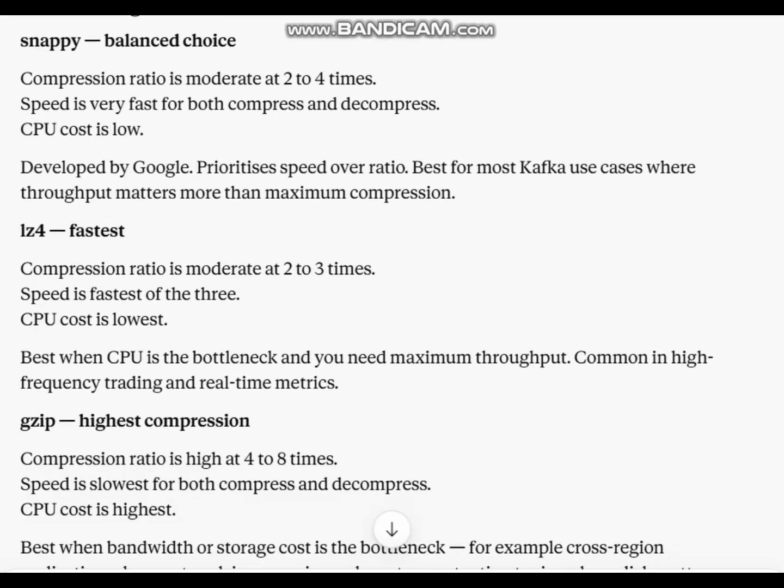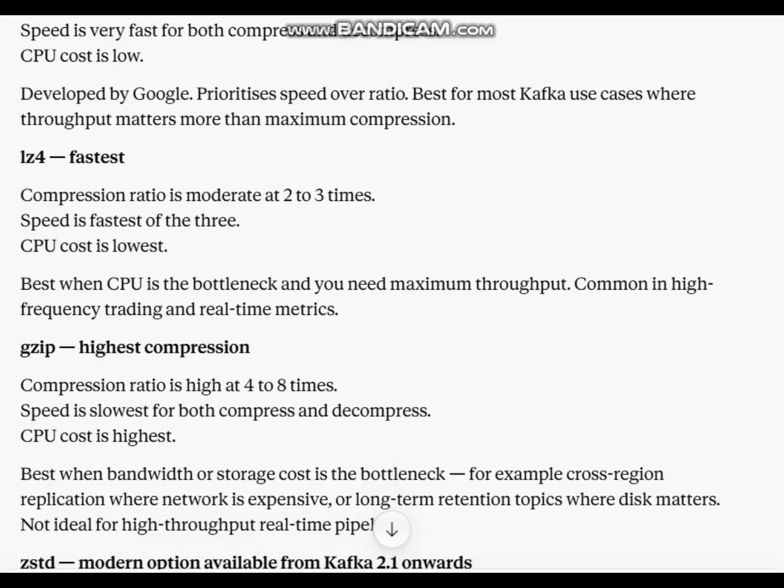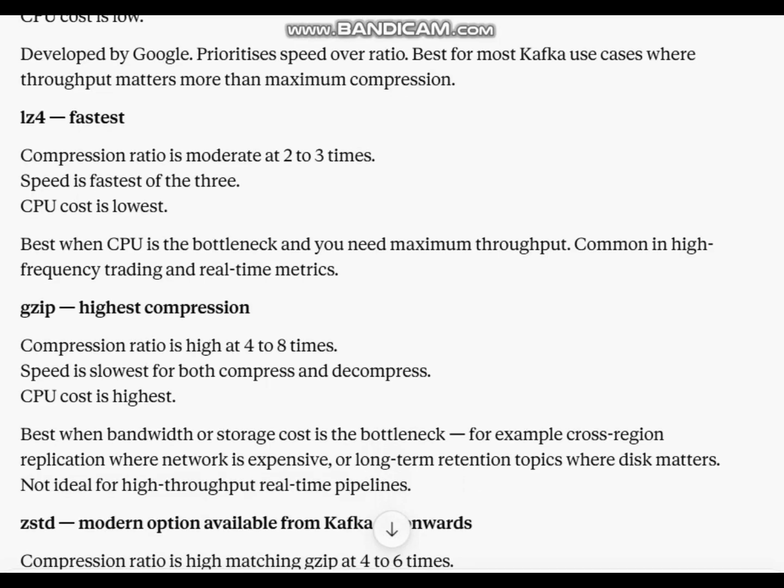LZ4. Fastest. Compression ratio is moderate at 2 to 3 times. Speed is fastest of the 3. CPU cost is lowest, best when CPU is the bottleneck and you need maximum throughput.